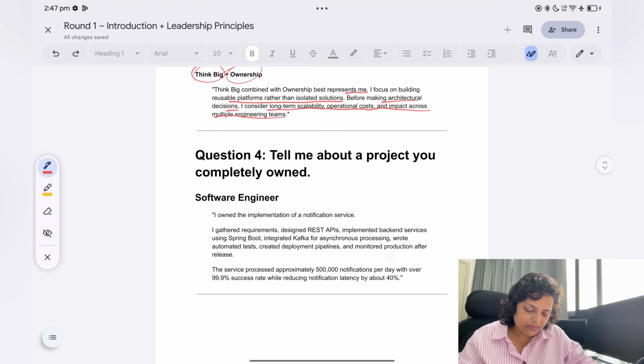Now the fourth one will be, tell me about a project you completely owned. So what will a software engineer answer for this? I owned the implementation of a notification system service.